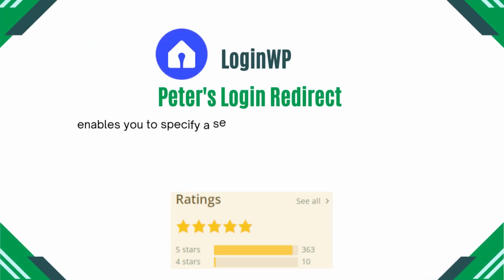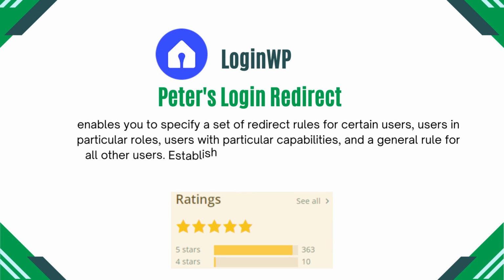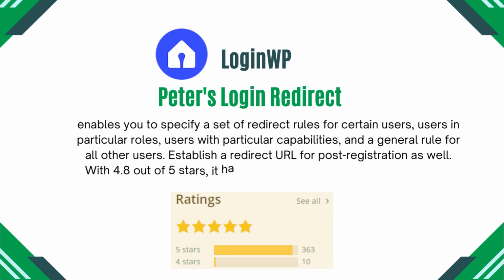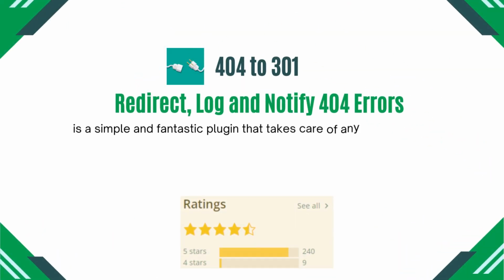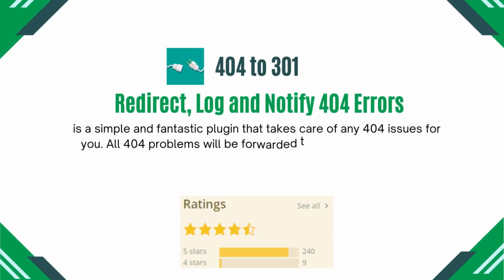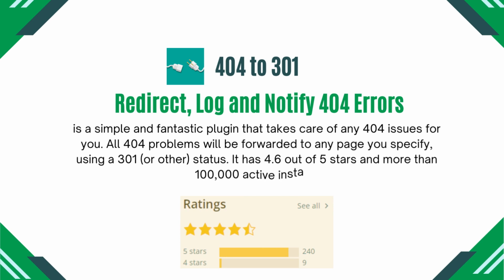Login WP enables you to specify a set of redirect rules for users and URLs. With 4.8 out of 5 stars, it has more than 100,000 active installations. 5. 404 to 301 is a simple and fantastic plugin that takes care of any 404 issues for you. It has 4.6 out of 5 stars and more than 100,000 active installs.